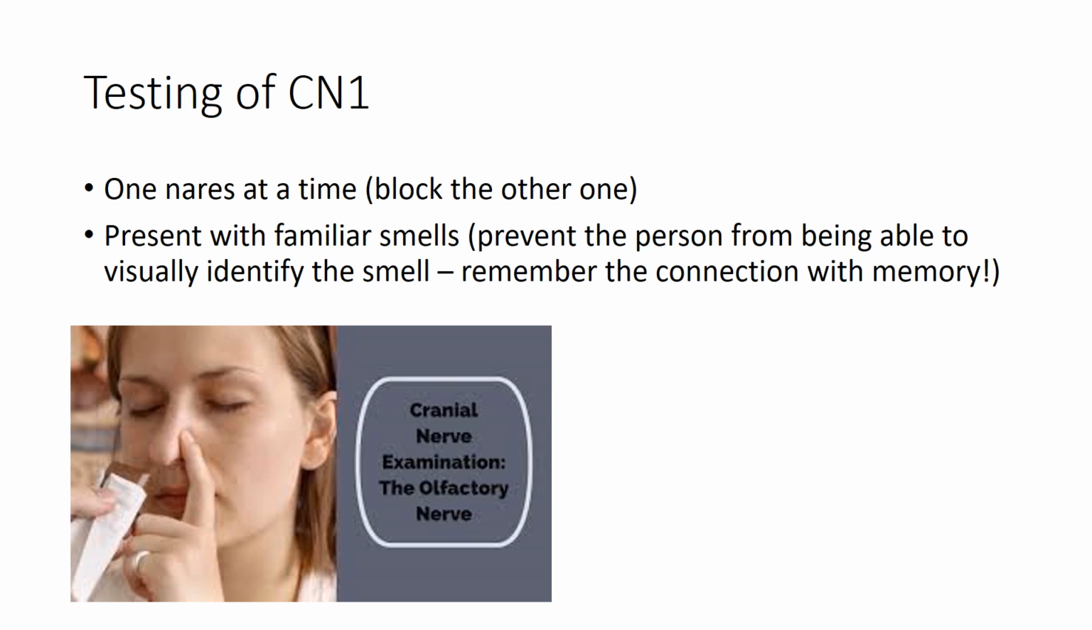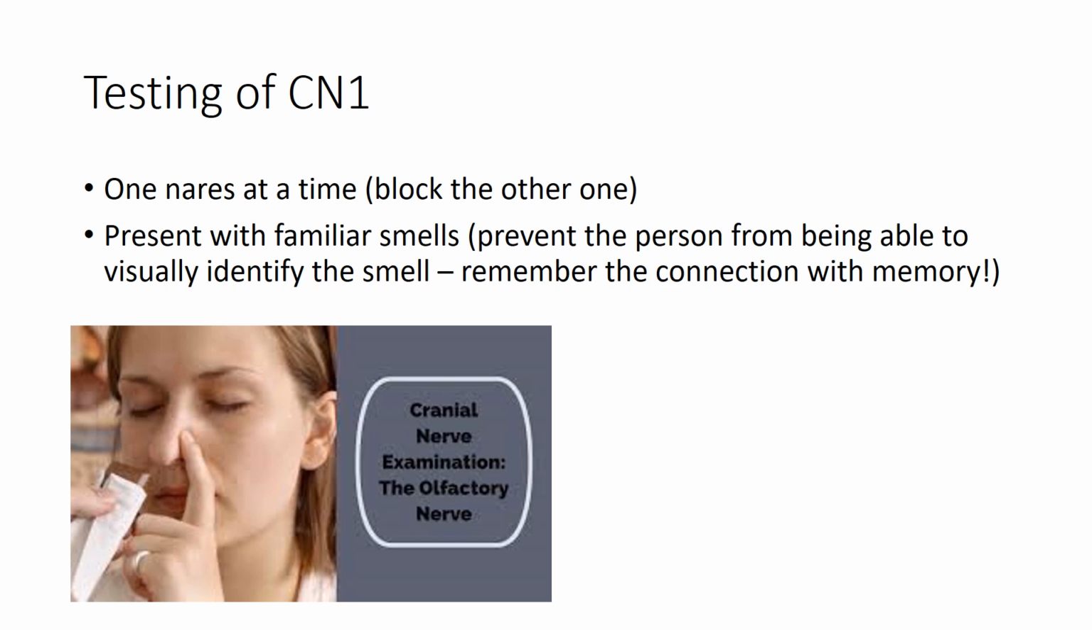Remember the testing of cranial nerve number 1 that you talked about in Foundations of Examination. When you test cranial nerve number 1, it should be 1 nares at a time, so you're going to block the other one when you're testing it, and you're going to present the individual with familiar smells. But remember that you don't want the person to visually identify the smell, because the memory of that smell may evoke the sense that the person does smell that particular substance, or at least make them unsure of their responses.